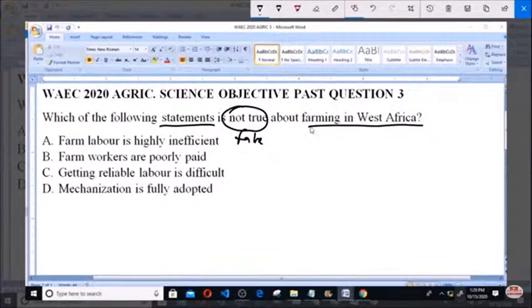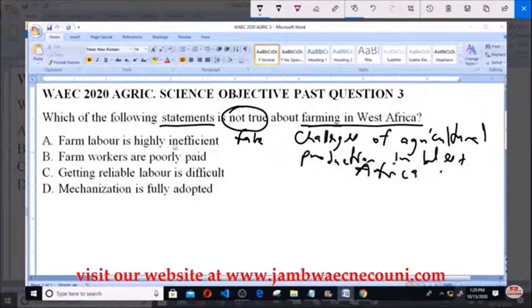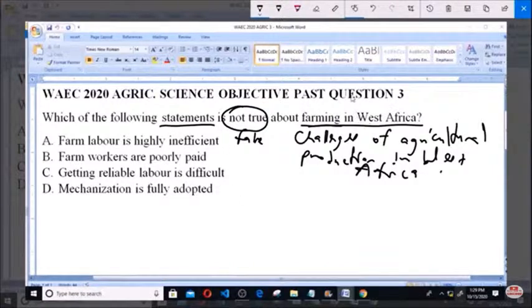Now, it has to do with farming in West Africa or challenges of agricultural production in West Africa. So option A says farm labor is highly inefficient. Now this is actually true as it regards farming in West Africa. Farm labor in West Africa is mainly manual labor, and for that reason it is highly inefficient. So this is true, and we're asked to pick out the one that is false. So it is incorrect and not the answer to the question.